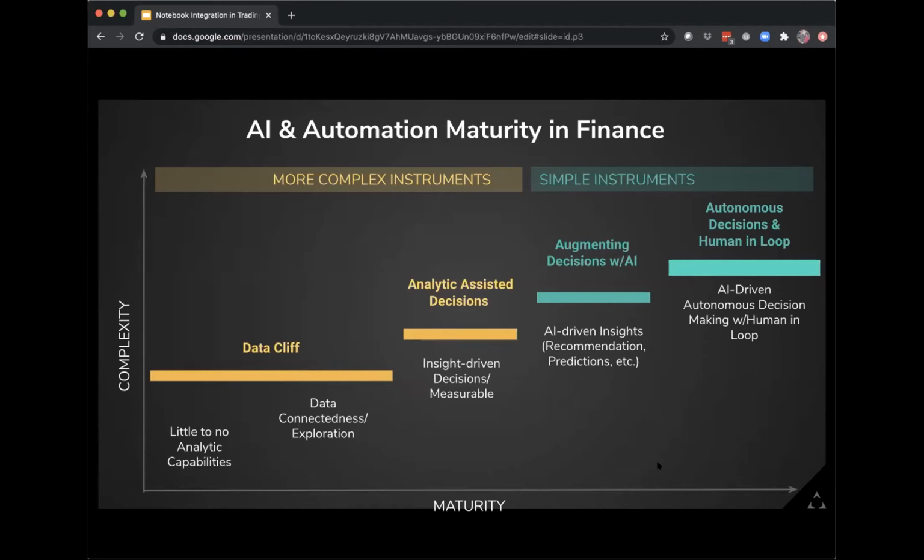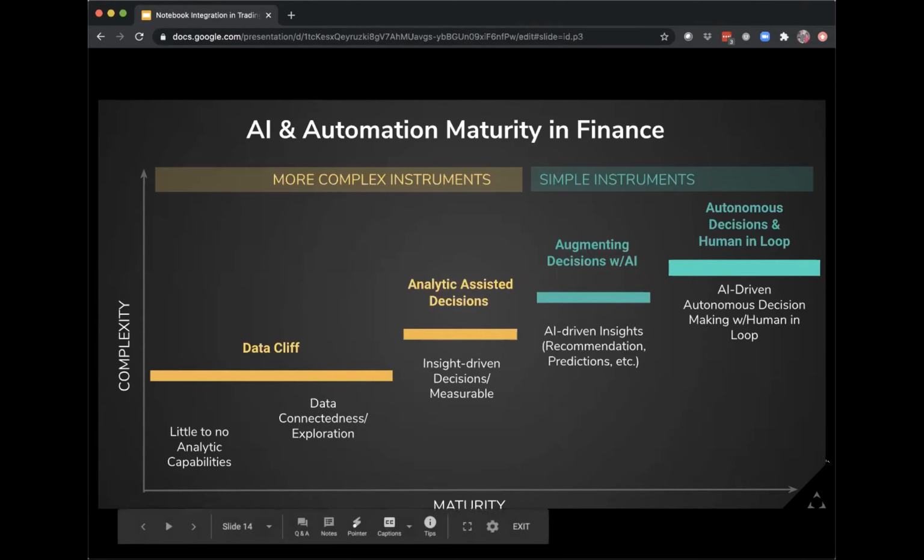So that's on the far left of the continuum there. Many of our clients are climbing that data cliff and trying to figure out how to get their data connected so they can do data science, so they can do more advanced analytics and intelligent analytics, and then eventually graduate to the right-hand side, where a lot of folks, trader desks that deal with simpler instruments, enjoy some of that autonomous AI interaction, some augmented decision-making with better and more intelligent analytics.